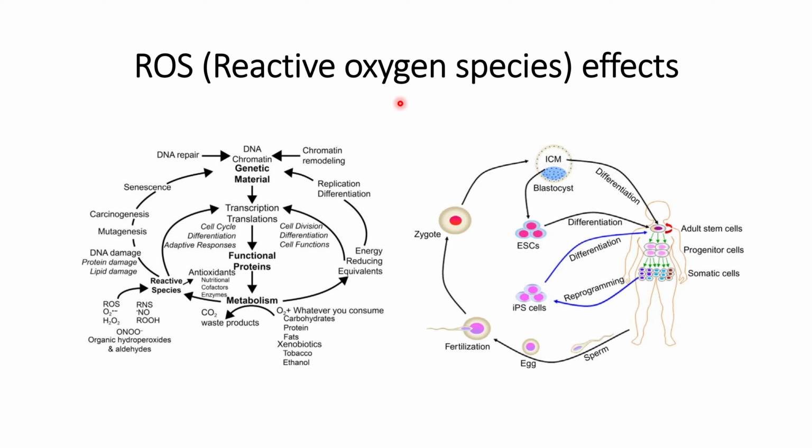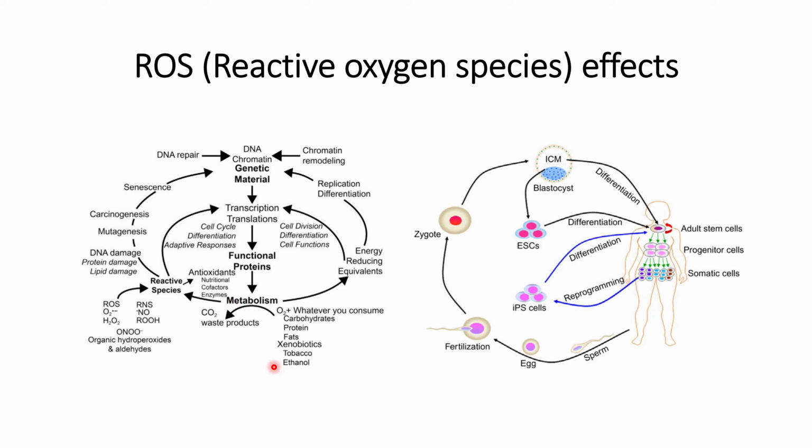In this video, we will discuss reactive oxygen species and their effect within the cells. So let us start with the general central dogma of the cells. That is, DNA is present in the chromatin, which is considered the genetic material. First transcription occurs, where DNA is converted into RNA, and then RNA is converted into functional protein with the help of translation. And this functional protein helps in the metabolism within the cells.